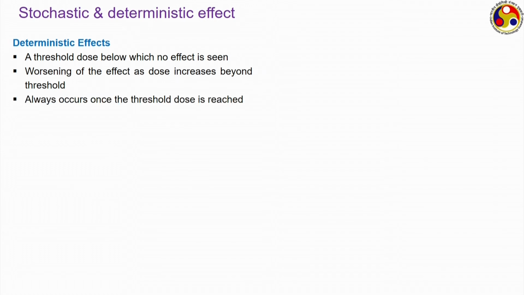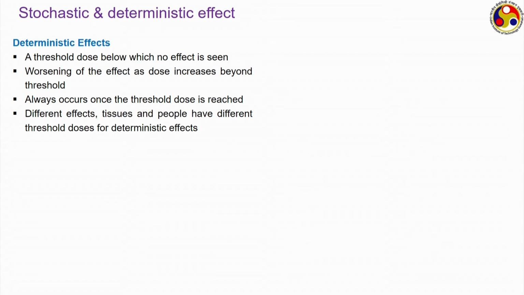So, this is what we call the deterministic effect. Deterministic effects are generally immediate or short-term effects. Once the threshold is reached, they are guaranteed to appear. The threshold value depends upon the particular person or particular place subjected to radiation, because different persons, or in fact different tissues of the same person, have different threshold values, and depending on which kind of effect is going to appear, the threshold also varies.